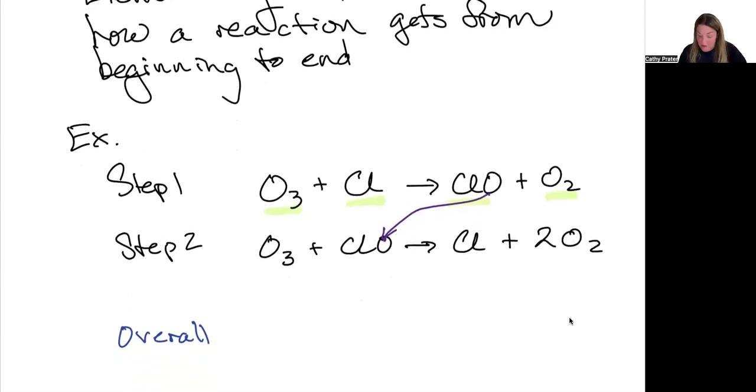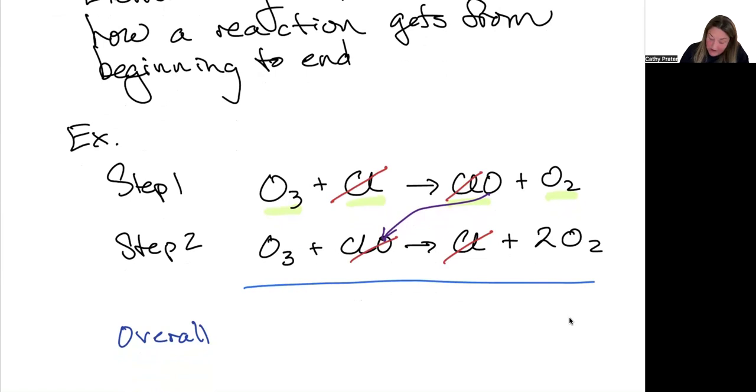If we were to write the overall reaction, some things cancel out here. The chlorine that was used in the beginning is regenerated later, so it doesn't appear in the overall reaction. Similarly, the ClO that was produced is then consumed again, so it doesn't appear in the overall. So what I would see here in my overall reaction, on the left-hand side, we would have two ozone molecules. And on the right, we would have three O2 molecules.